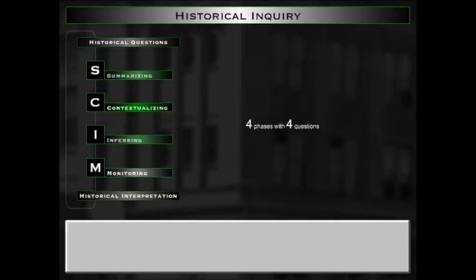Processing through these four phases and responding to each of the four analyzing questions per phase will help you develop the ability to analyze historical sources more thoroughly. Let's take a closer look at each of the four phases.